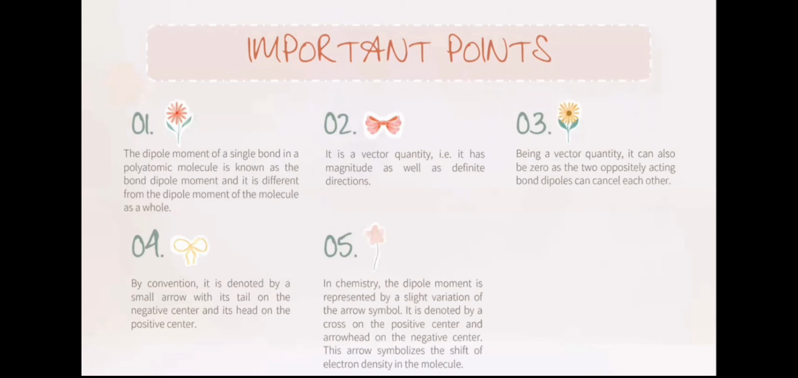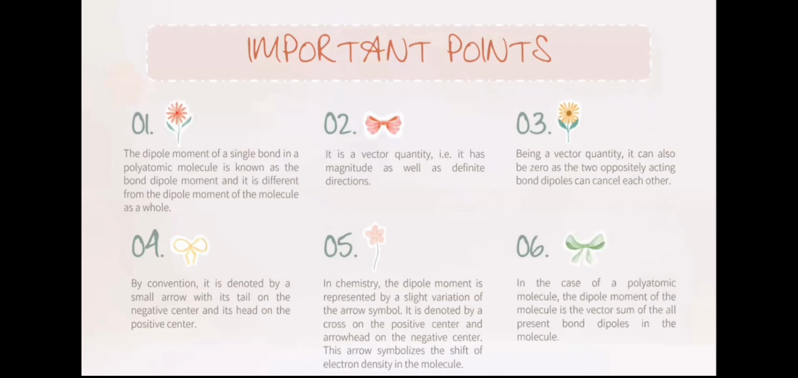Fifth, in chemistry, the dipole moment is represented by a slight variation of the arrow symbol. It is denoted by a cross on the positive center and arrowhead on the negative center. This arrow symbolizes the shift of electron density in the molecule. And the last one, the sixth, in the case of a polyatomic molecule, the dipole moment of the molecule is the vector sum of all the bond dipoles present in the molecule.